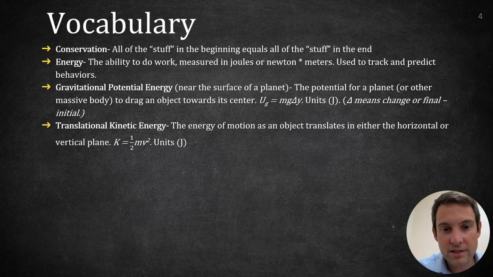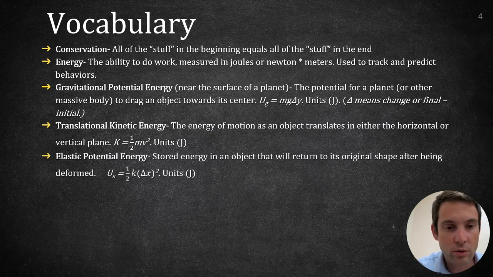Translational kinetic energy is the energy of motion as an object translates in either the horizontal or vertical plane. K equals 1/2 mv squared. Translational just means moving along the x-axis or the y-axis. Elastic potential energy is stored energy in an object that will return to its original shape after being deformed. Our equation for this is U sub s equals 1/2 k times delta x squared, where delta x is our spring's displacement. And the units, again, are joules.